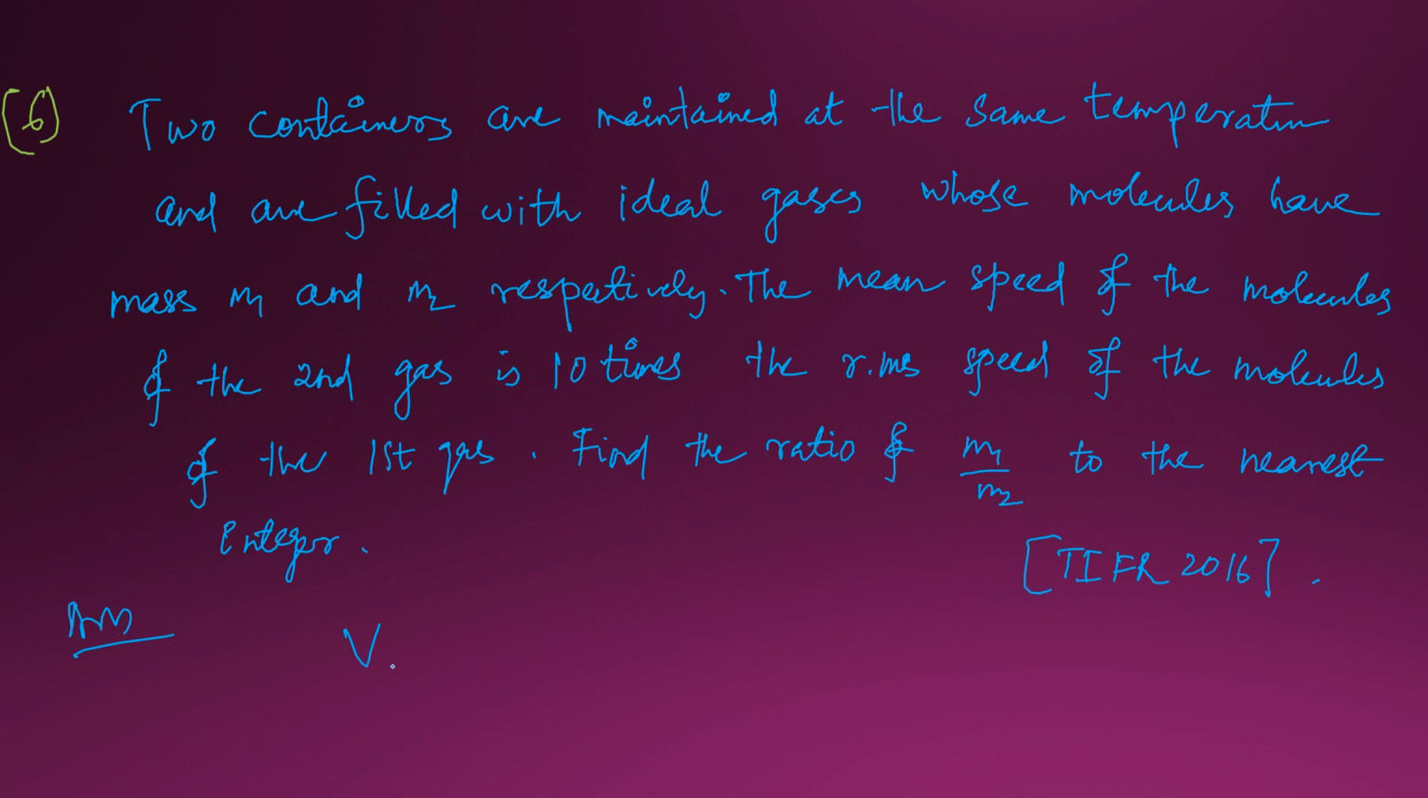Okay, so what is given? The mean speed of the molecule of the second gas is 10 times the RMS speed of the molecule of the first gas. So we need to know what the mean speed is. Mean speed is root over 8 kBT by pi m, isn't it? RMS is what? It's root over 3 kBT by m only. No pi. The pi will only be in the mean.